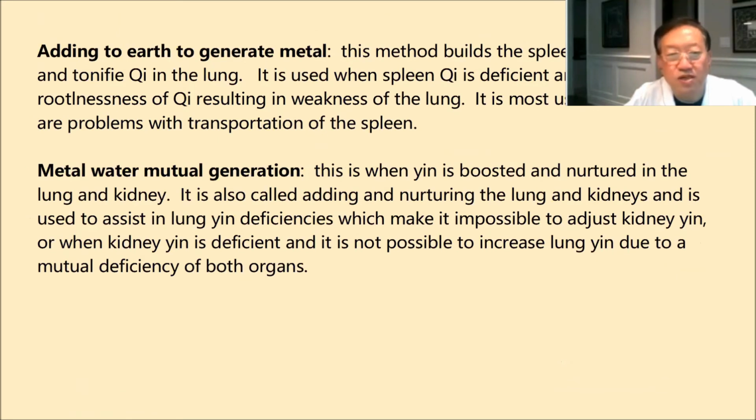Adding to earth to generate metal. This method builds the spleen and generates and tonifies qi in the lungs. It is used when the spleen qi is deficient and causes rootlessness of qi, resulting in weakness of the lung. It is most useful when there are problems with transportation of the spleen.